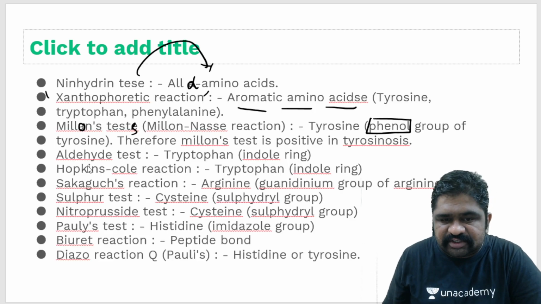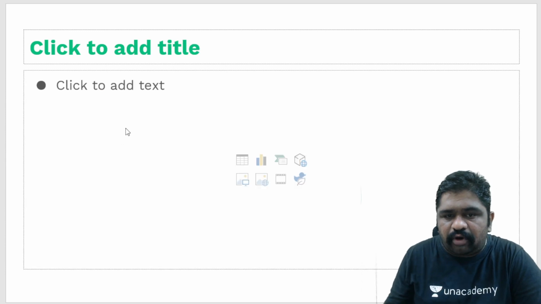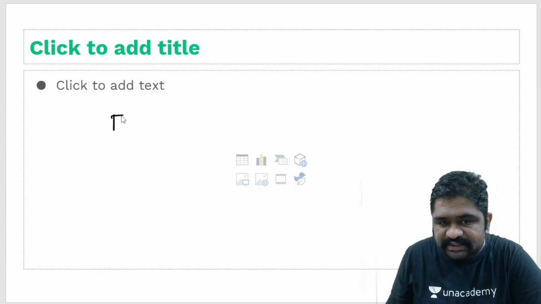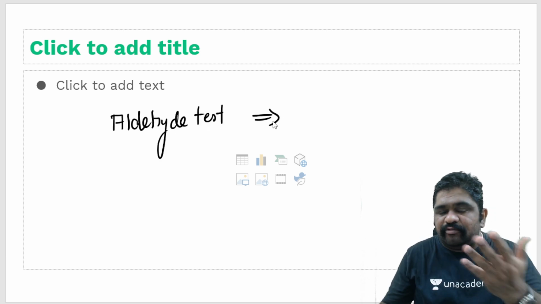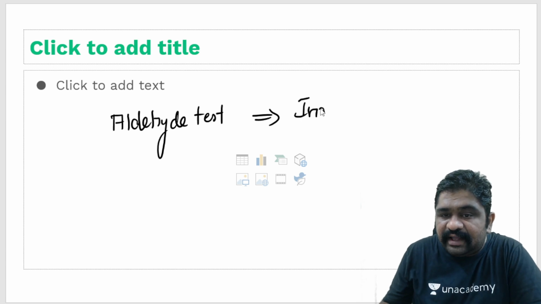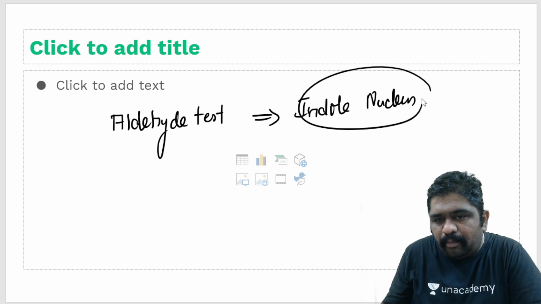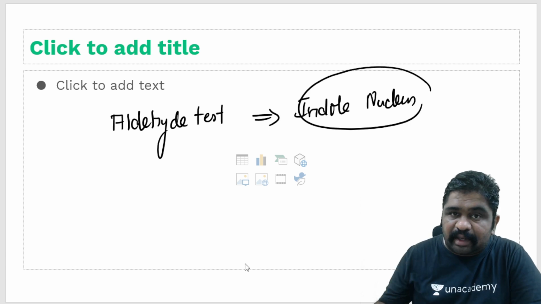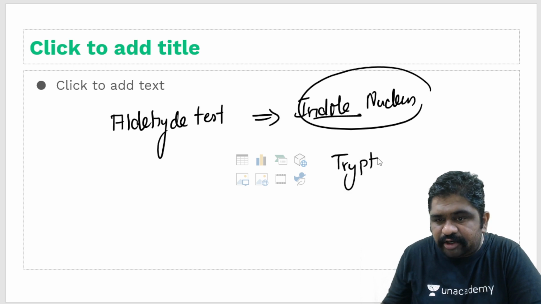Next, we have a test called the aldehyde test. The aldehyde test will be done for the presence of an indole nucleus. Aldehyde test will be probing for the presence of an indole nucleus. Among the amino acids, which amino acid contains an indole nucleus? The answer would be tryptophan.